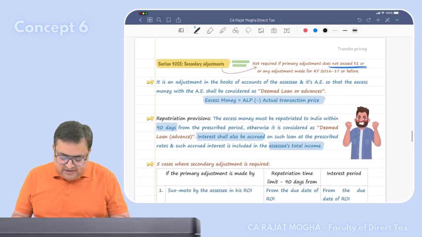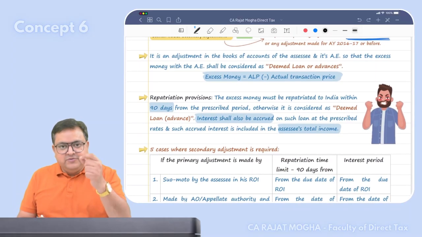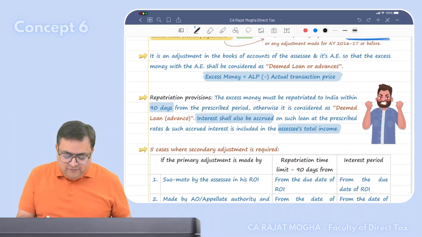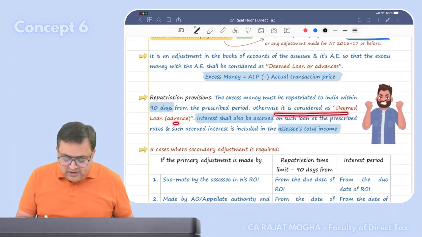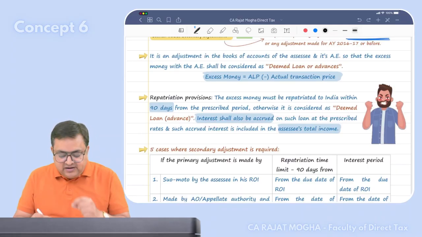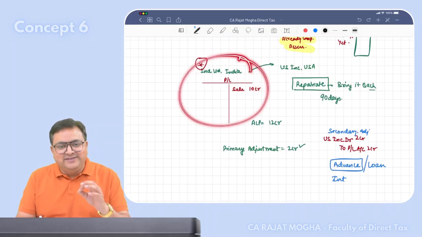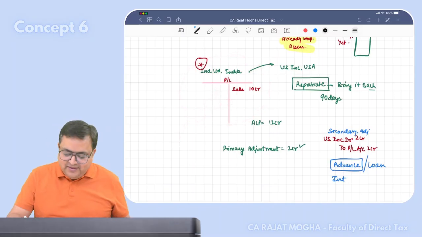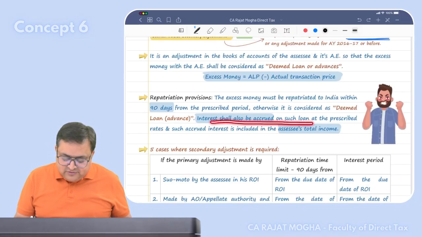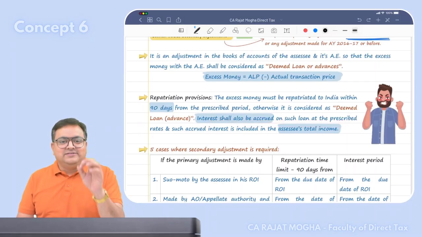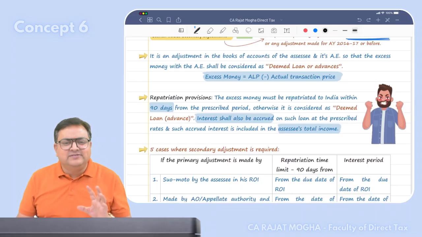So this is the excess money. So now what is the repatriation provision? That you have to bring this within 90 days. So repatriation provision says the excess money must be repatriated to India, which is losing, within 90 days from the prescribed period. Otherwise, it is considered as a deemed loan, and interest shall also be charged. You should charge the interest also on that, and Indian authorities will make that interest also your income. So the interest shall also be accrued on such loan at the prescribed rate, and such accrued interest is also included in the assessee's total income. Got it? Such a beautiful law.